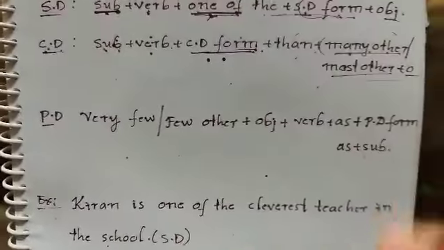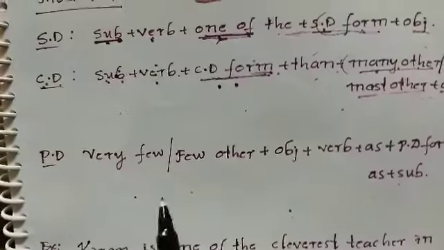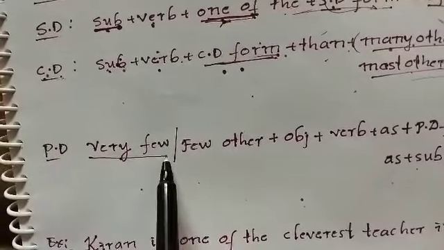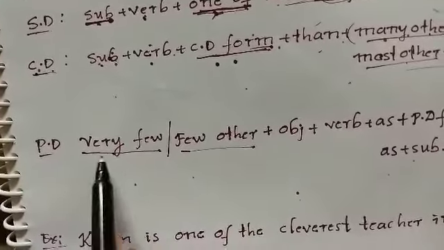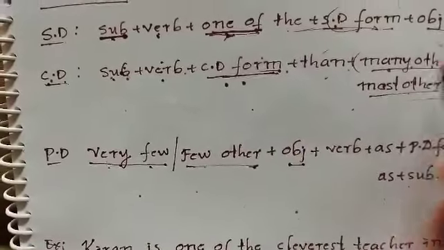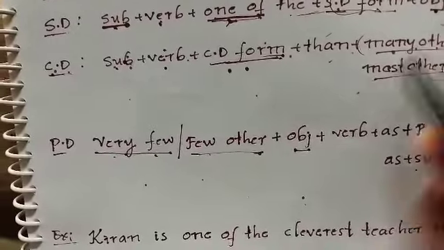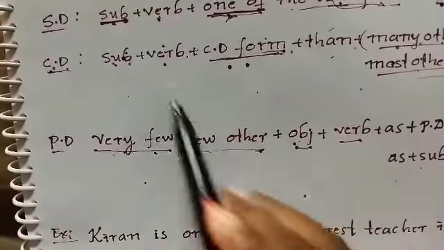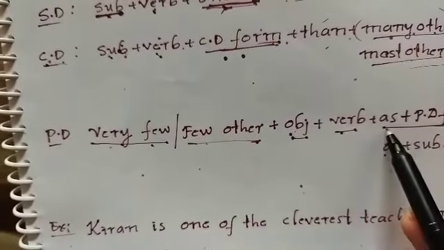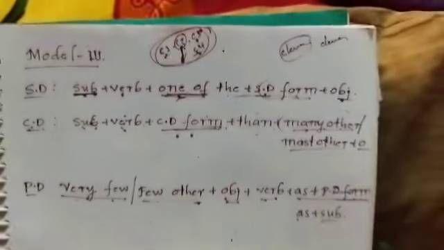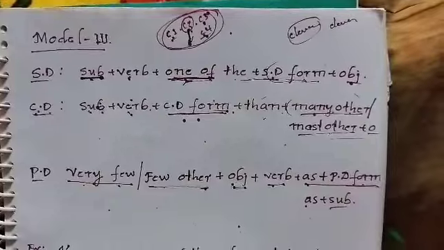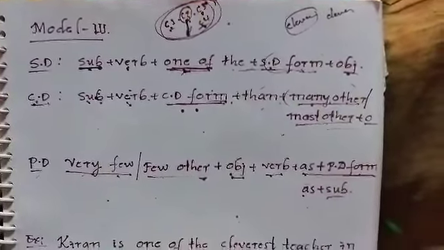Next, the PD form. What is that? Very few or few other, anyone we have to use. Very few or few other, then the object. Here the object is there, and the verb is there, then as PD as, then subject. So these are the structures of Model 3: superlative degree, comparative degree, and positive degree structures.